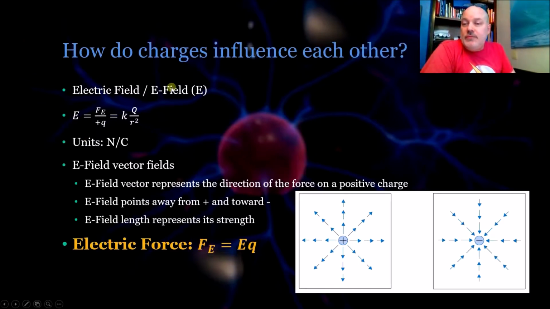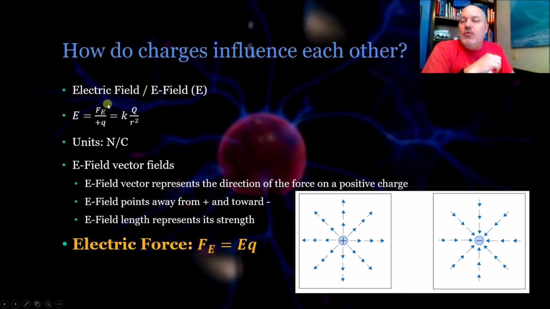Now, the electric field has a symbol E. Its units are newtons per coulomb. The equation for electric field is the electric force divided by a positive charge. Okay, now we have to have a sign convention for this. Electric field is set up for positive charges, and you'll see how that works in a little bit.